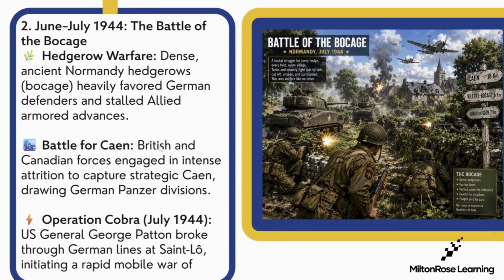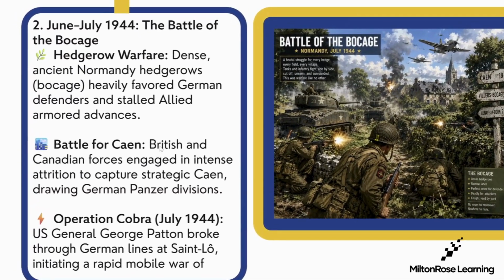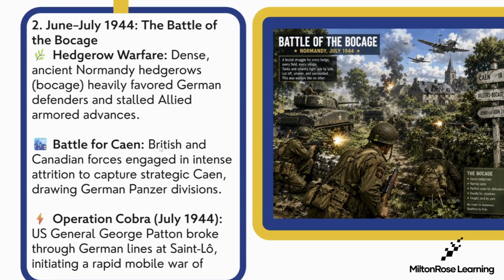Then, once we're ashore, so June to July 1944, the Battle of the Bocage. The Bocage was basically in Normandy, loads of hedgerows and stuff, and it made it very, very difficult to fight through. It was like a defender's paradise. So dense, ancient Normandy hedgerows called bocage heavily favoured the German defenders, and it stalled the Allied tanks from actually getting forward. That was a real problem early on in the Battle of Normandy.